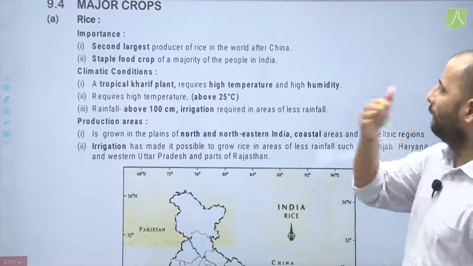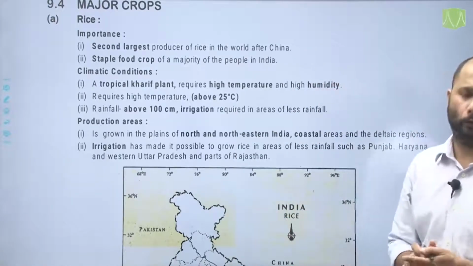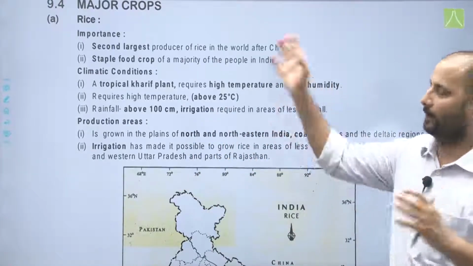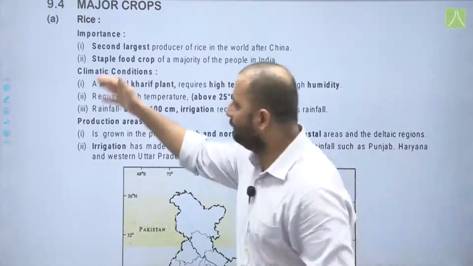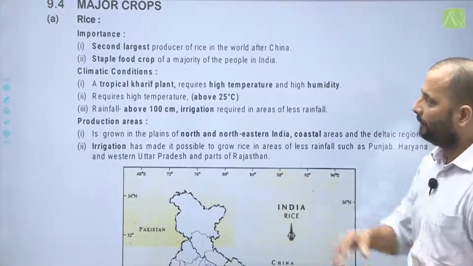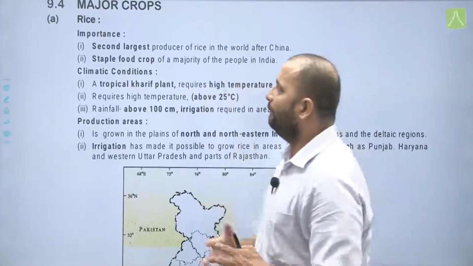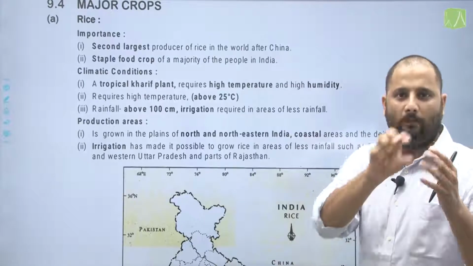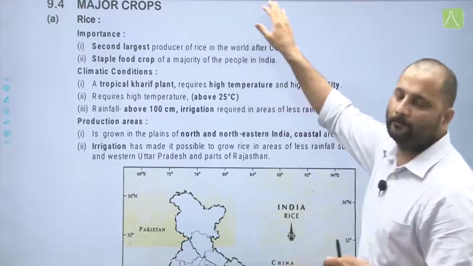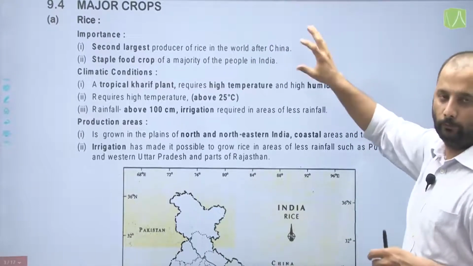Okay. Now next we start with our major crops portion. The first major crop, of the majority of the people of India, is rice. Here we will be looking in points: importance of rice, climatic conditions and production areas. Many times questions have been asked even in your board and even in your NTSE, probably as a fill in the blanks kind of a thing, where temperature is given, rainfall is given, and probably they will ask the soil out of the options.